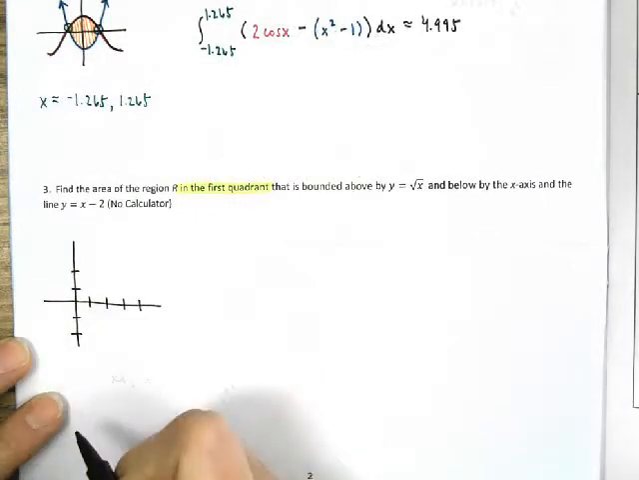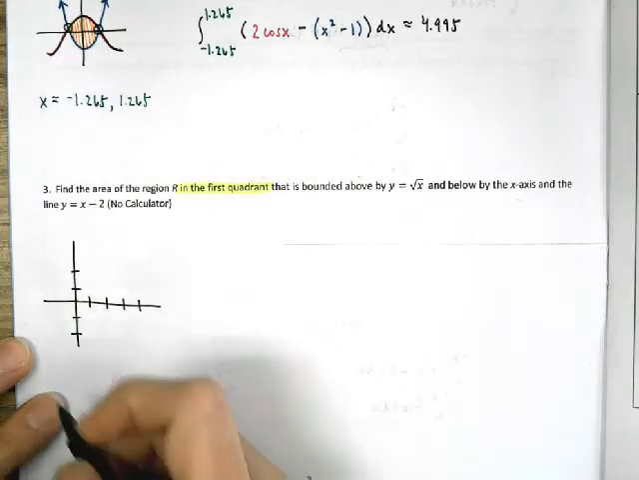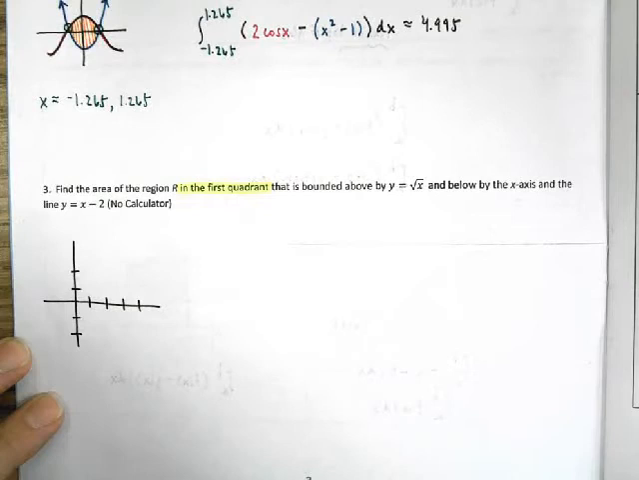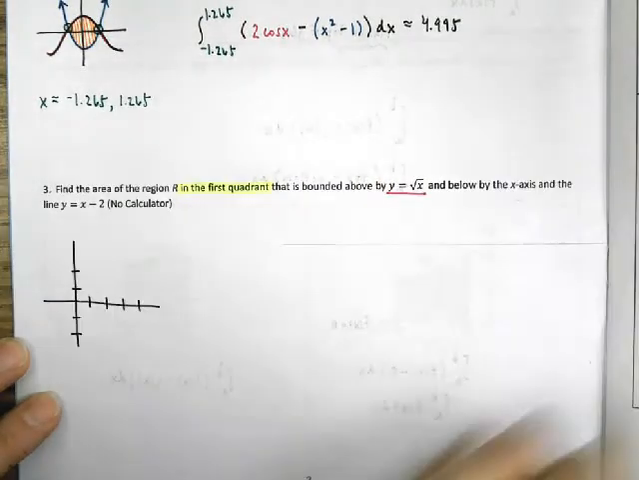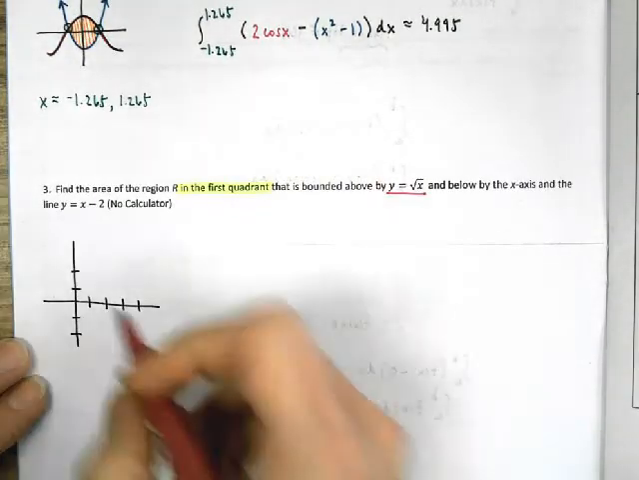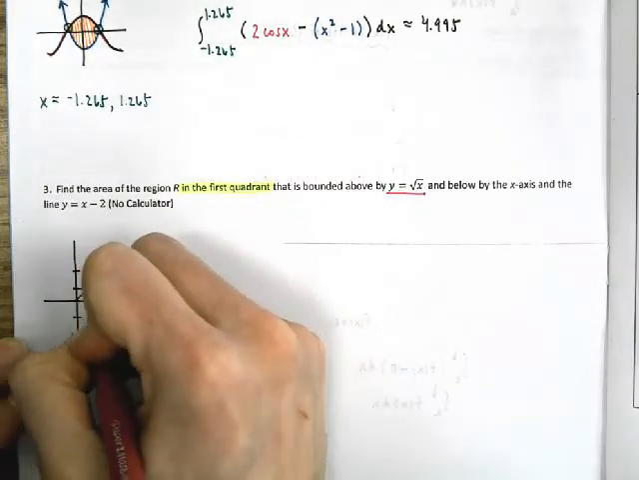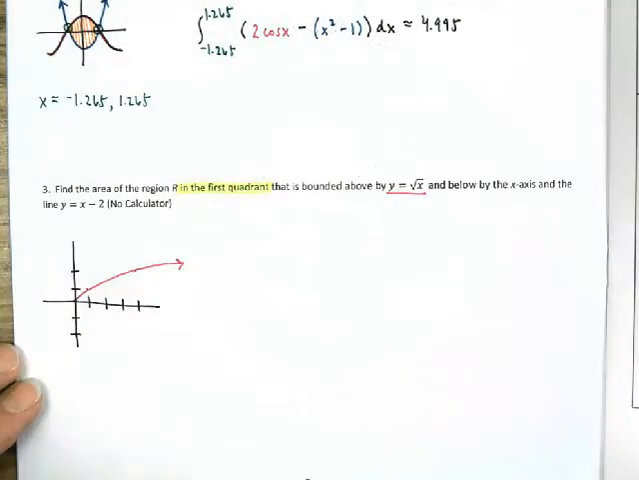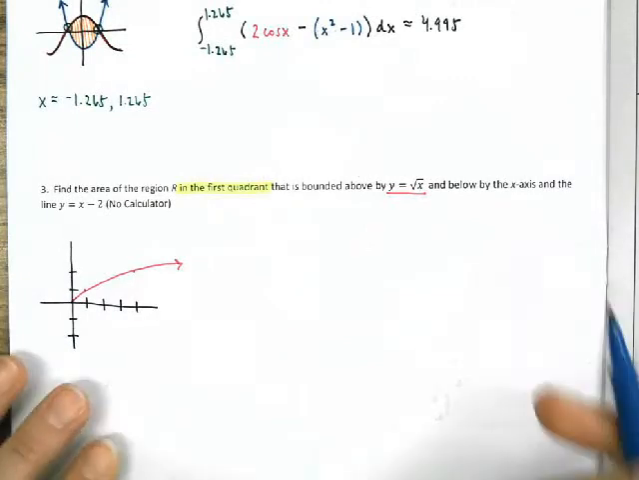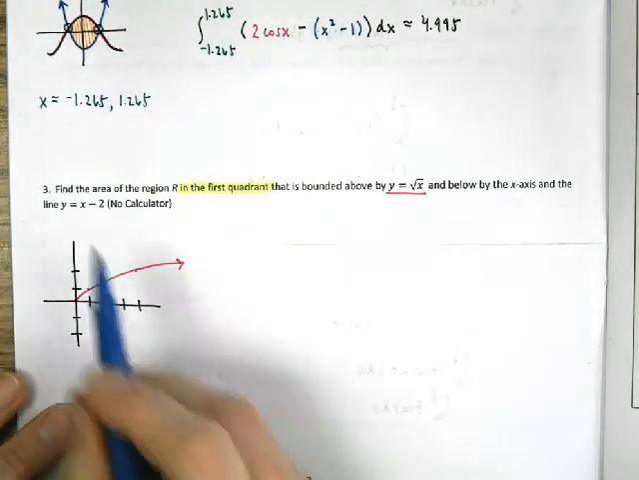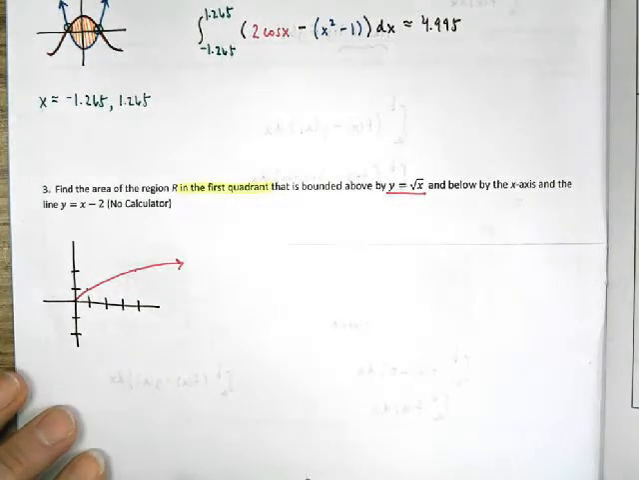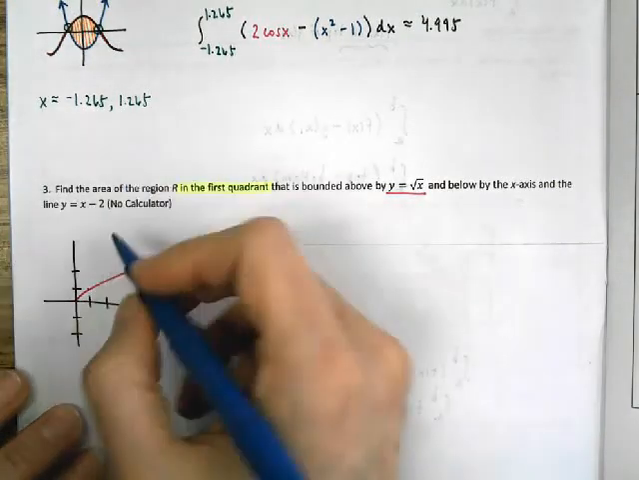So again, I'm focusing on the first quadrant here. So y equals square root of x. Again, they said that's the top curve. I'm just going to be consistent and use my kind of purple color here. So square root of x, we know looks like this. And then below by the x-axis and the line, y equals x minus 2.